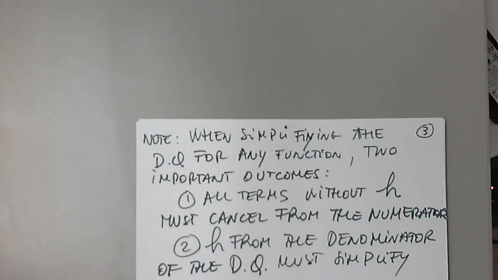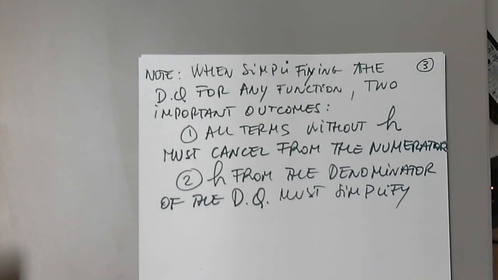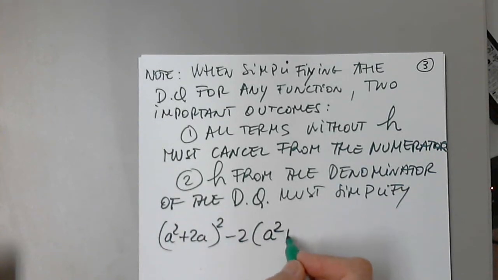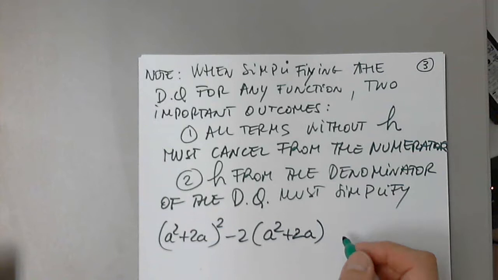Any questions? Okay, next, factor the expression completely. Questions for me, please? Anything? Is this okay? So a squared plus 2a, everything squared, minus 2 times a squared plus 2a, minus 3.